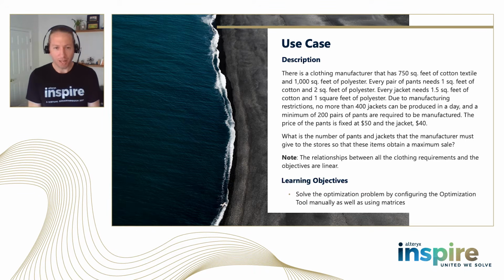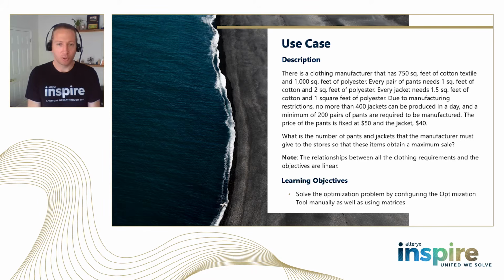There is a clothing manufacturer that has 750 square feet of cotton and 1,000 square feet of polyester. Each pair of pants that we make requires 1 square foot of cotton and 2 square feet of polyester. Every jacket that we make requires 1.5 square feet of cotton and 1 square foot of polyester. Let me stop there.